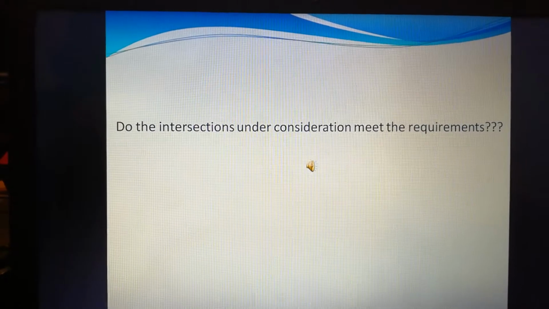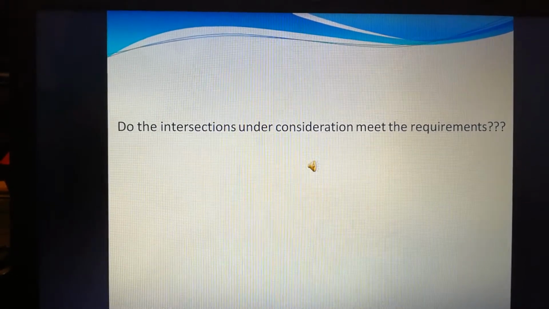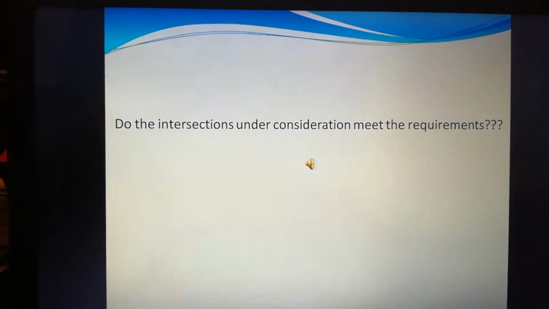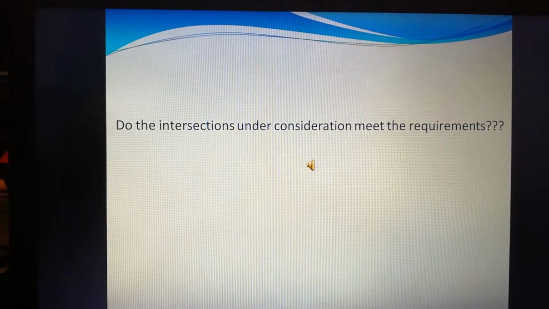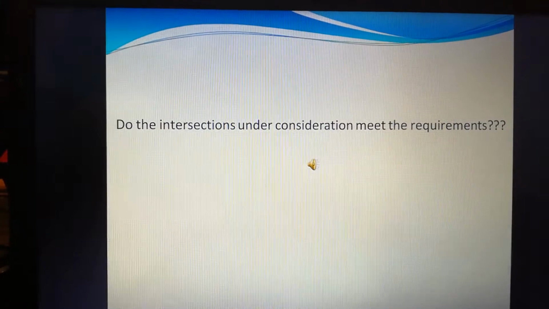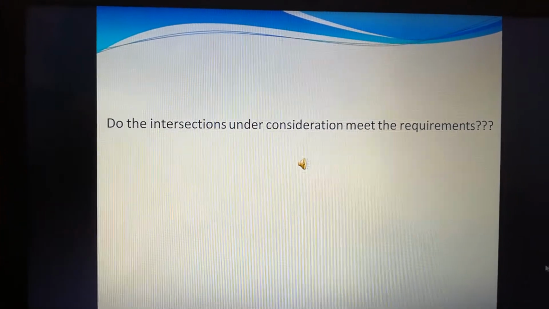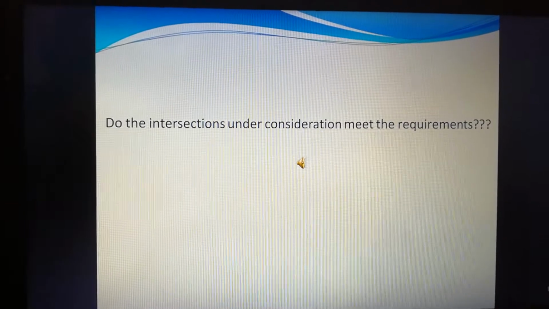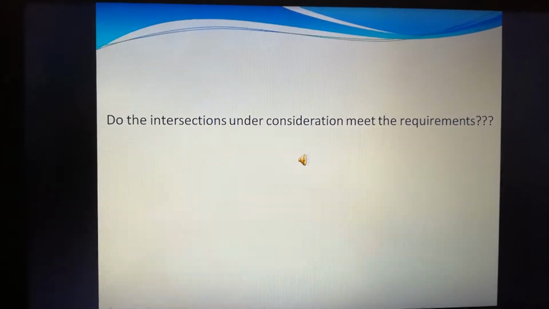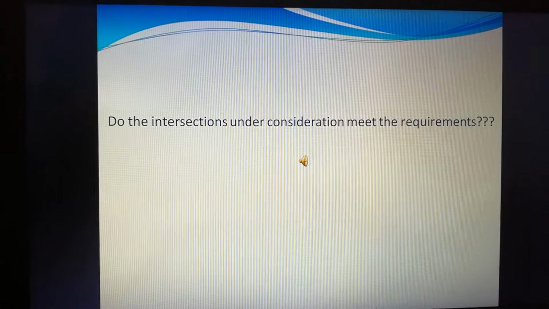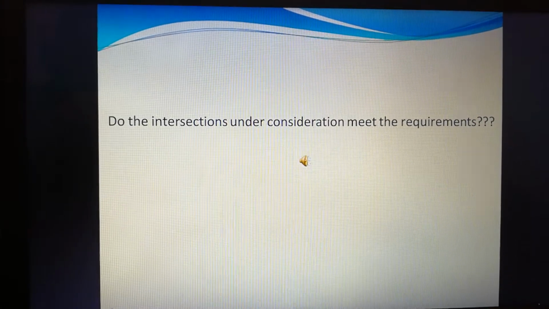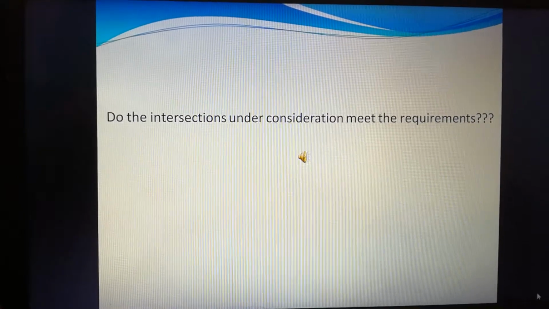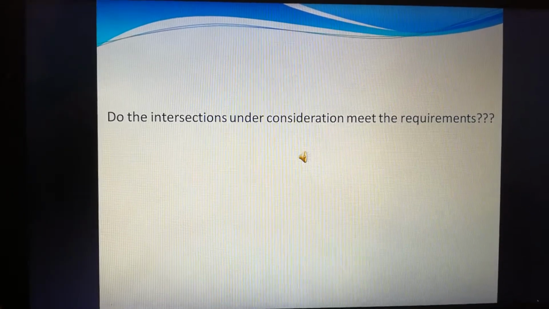Do the intersections in consideration meet the requirements? Well, having looked at the guidelines and the design principles, the answer is unfortunately no. There is no cyclist infrastructure at these intersections. They have relatively high operating speeds and traffic volumes. Therefore, cycle lanes should be provided and separated at grade. These intersections are large complex intersections with large radii, which allows motorists to turn at high speeds. This compromises the safety of cyclists going through the intersections.